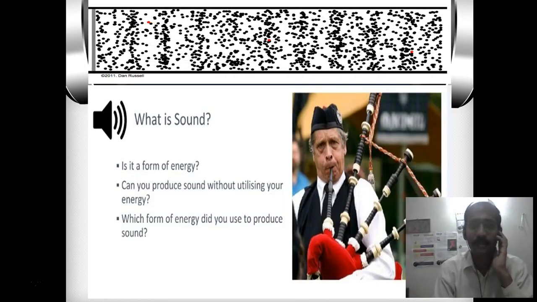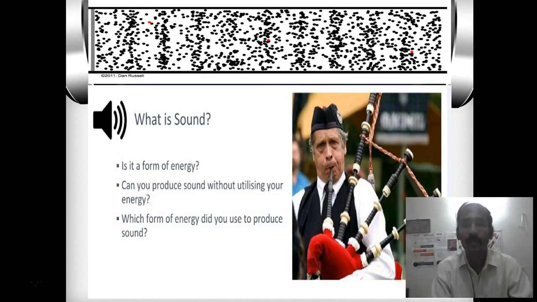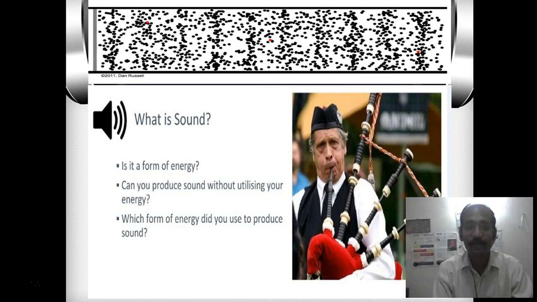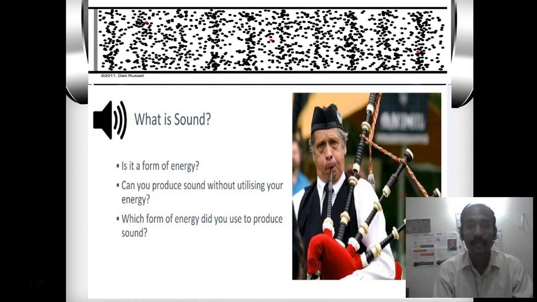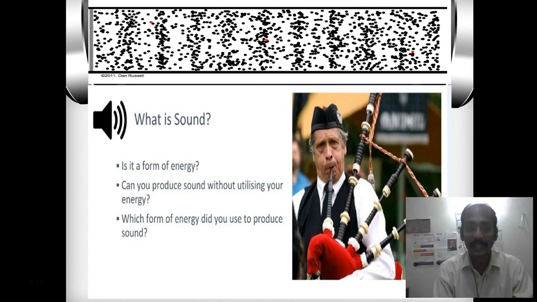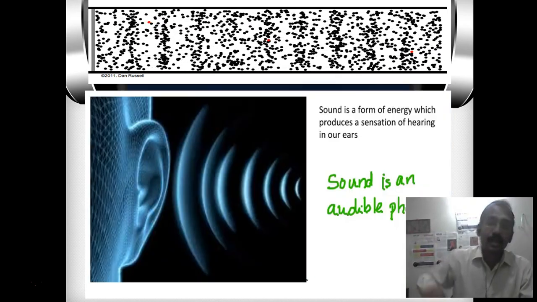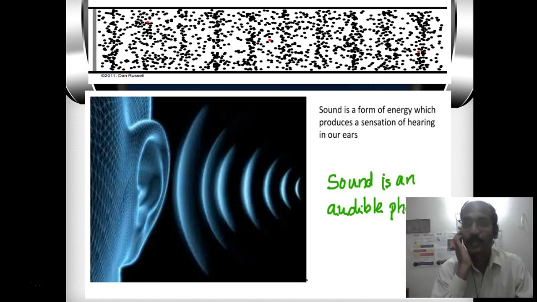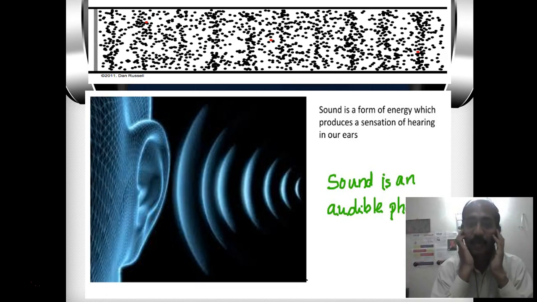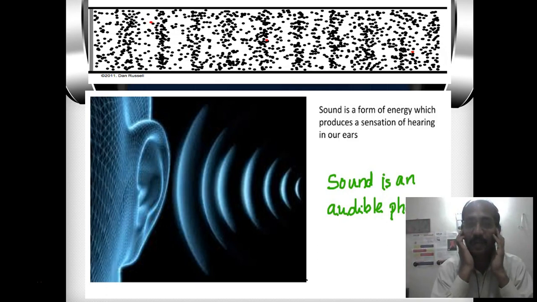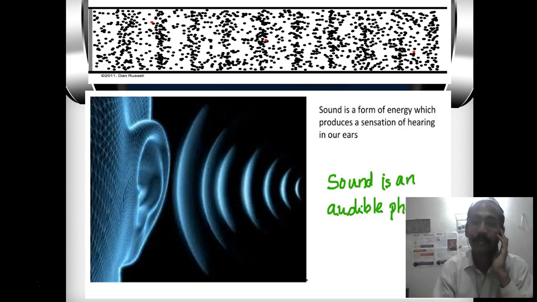Now, what is sound? Generally, if we ask the students, they'll say it's a form of energy. Is it a form of energy? Can we produce the sound without utilizing your energy? Which form of energy did you use to produce sound? Sound is a form of energy, of course, which produces the sensation of hearing in our ears. So, in other words, sound is an audible phenomenon. We are able to hear with the help of the ear.